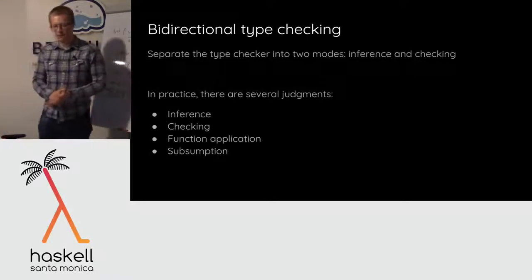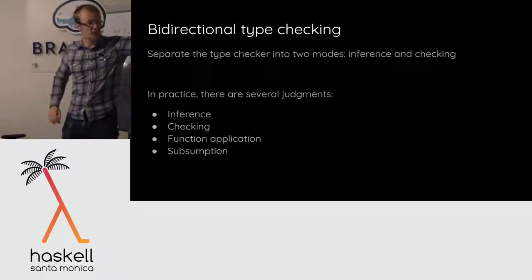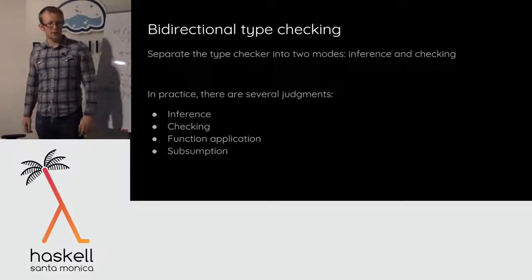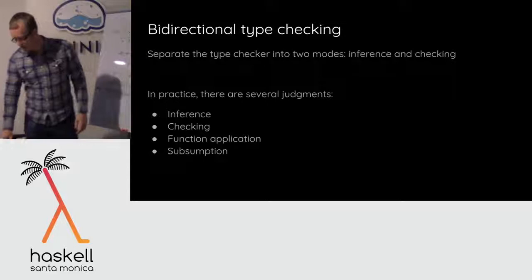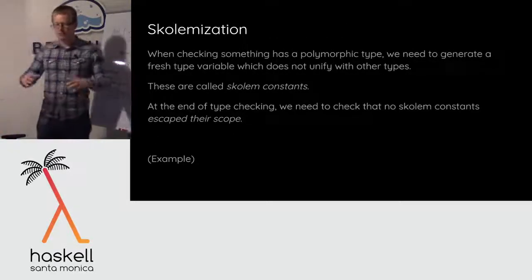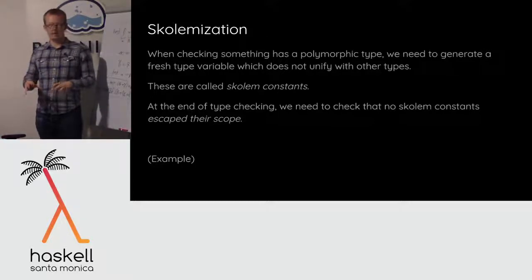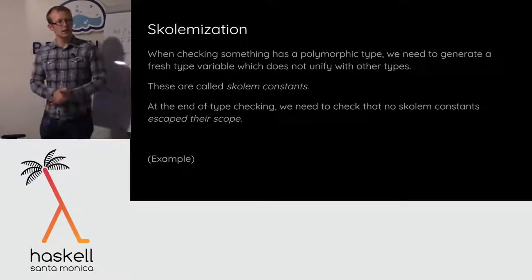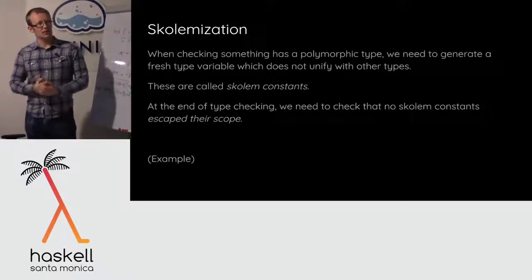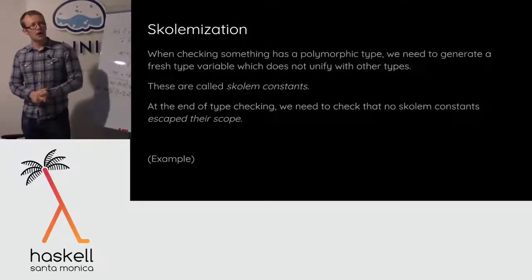So bidirectional type checking is basically these two things. But in practice, we have a bunch of different judgments, and they all depend on each other in a bunch of interesting ways. And at the bottom, when you get down to simple types, it basically boils down to unification, and that was this, right? So that's the algorithm in a nutshell. And there's a couple of interesting details.